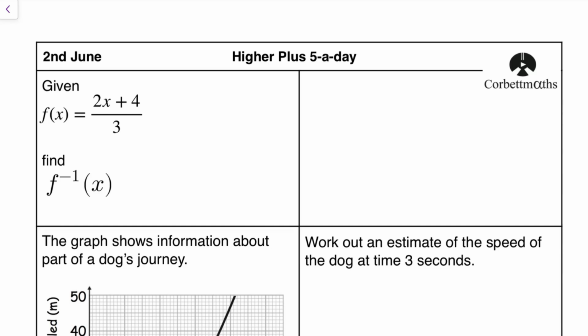So first question, it gives me a function. Notably, there's only one x in the function, so finding the inverse function is not too bad. What does my function do? It multiplies by 2, then adds 4, and then I divide by 3. So my inverse function is going to do the opposite, backwards. I'm going to take my x, multiply by 3, opposite of dividing by 3. I'm going to take away 4, and I'm going to divide by 2. And that is the first question done.